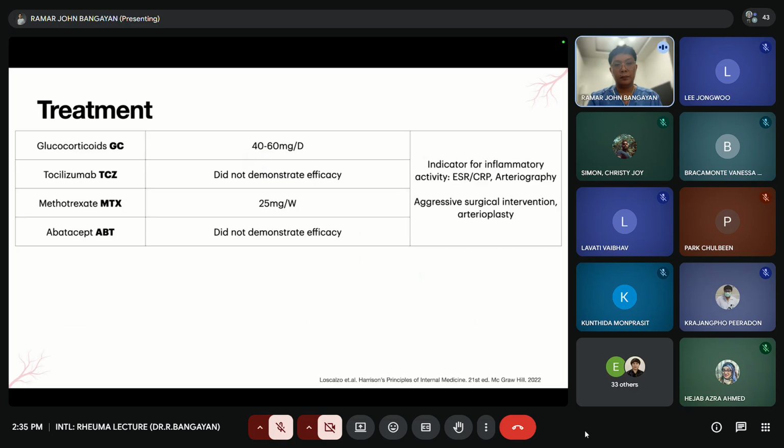Okay? So how do you treat? In GCA, tocilizumab is the mainstay of treatment. But in Takayasu, it did not demonstrate efficacy. We give methotrexate or abatacept, okay? And also glucocorticoids. Now, in GCA, you only measure your CRP. That would suffice to measure inflammatory activity.